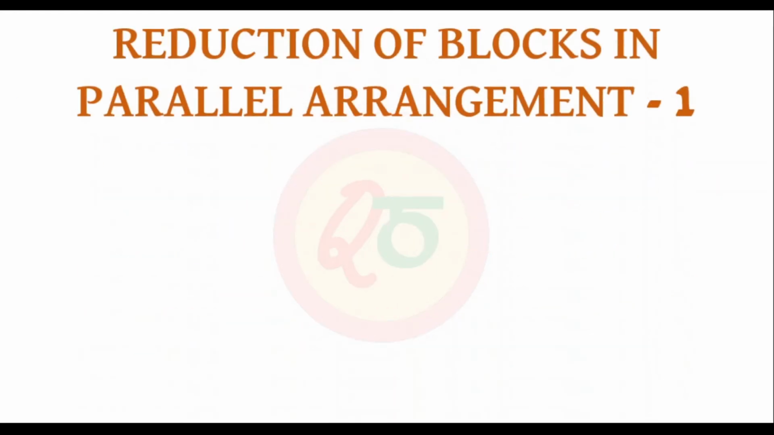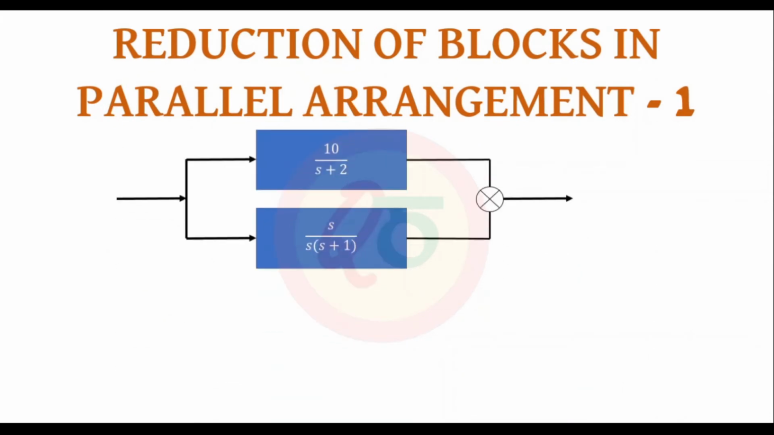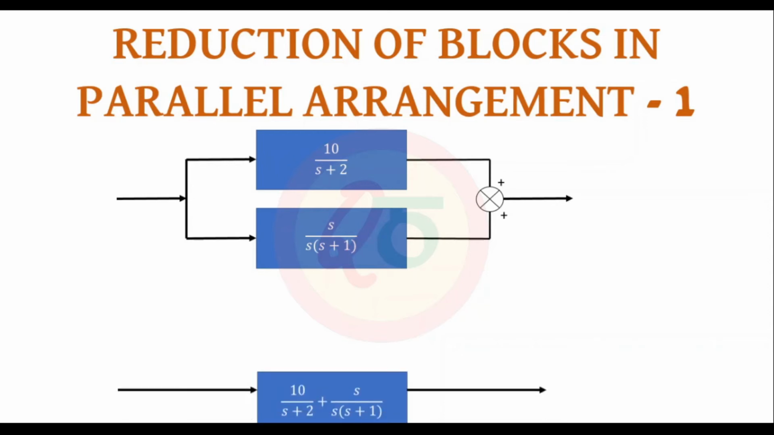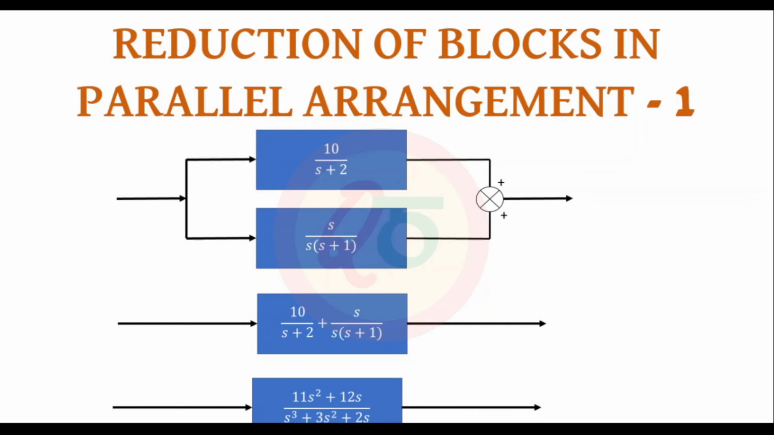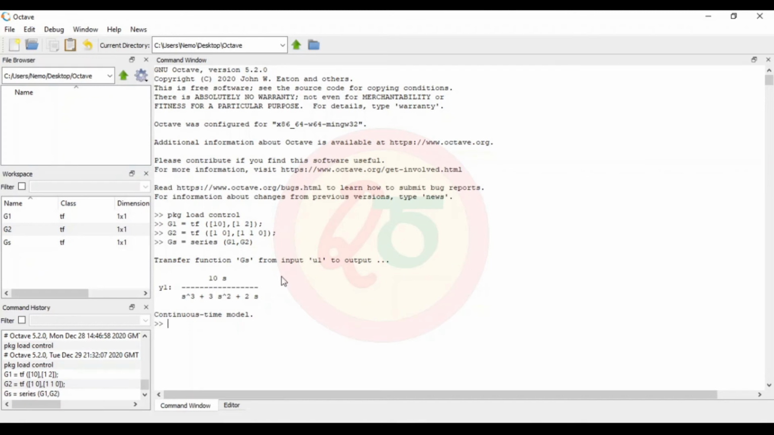Now we'll see the blocks connected in parallel. Let's call it arrangement 1, wherein the same two blocks are connected in parallel but with a positive sign at the summing junction. So the resultant for this is 10 by s plus 2 plus s by s into s plus 1. So the resultant is 11s square plus 12s by s cube plus 3s square plus 2s.